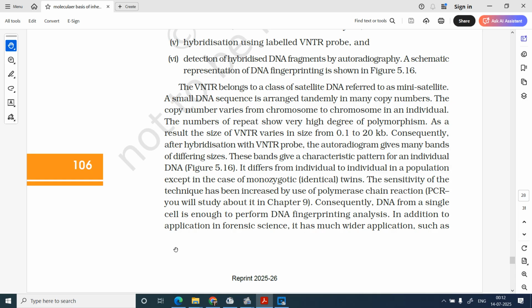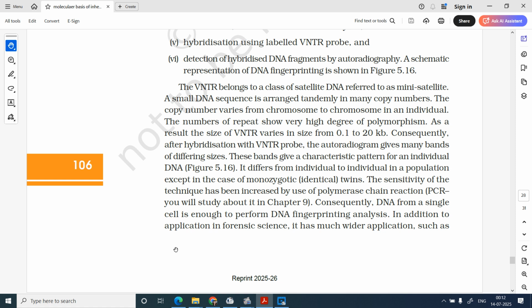Consequently, after hybridization with VNTR probe, the autoradiogram gives many bands of differing sizes. These bands give a characteristic pattern for an individual's DNA, figure 5.16. It differs from individual to individual in a population except in the case of monozygotic (identical) twins.